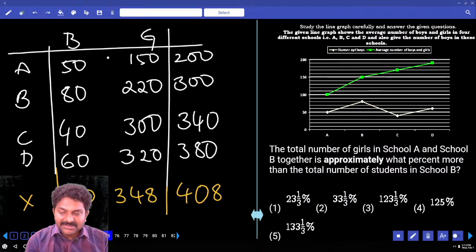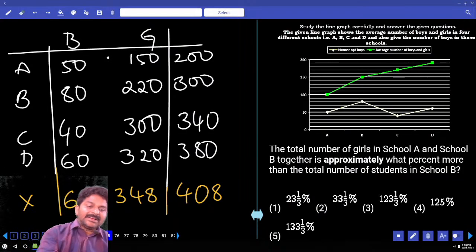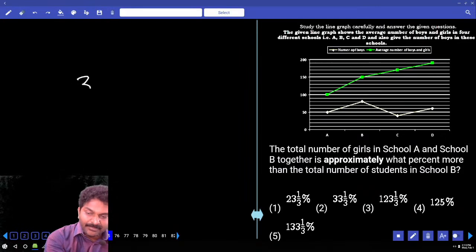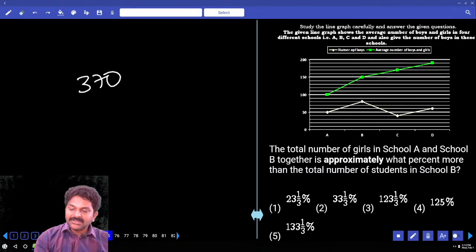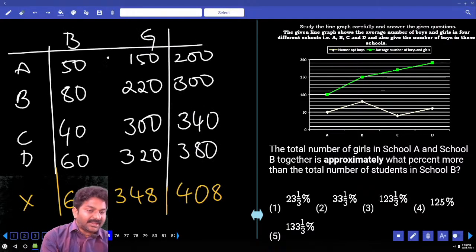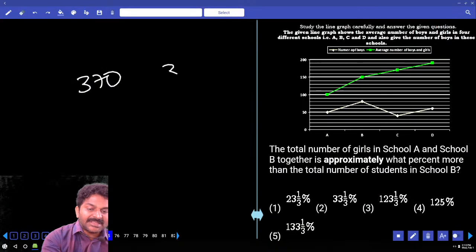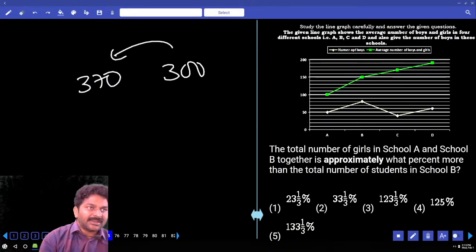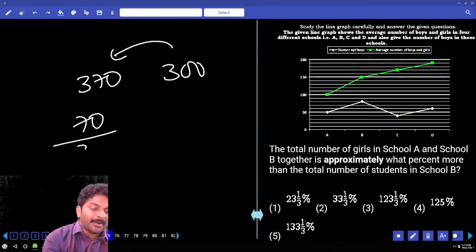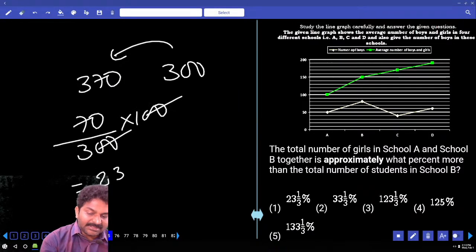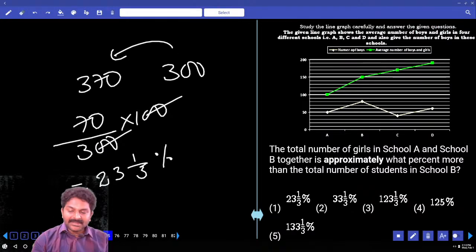The total number of girls in school A and school B together. Girls from A and B together, how much do we have? 370. Is approximately what percent more than the total number of students in B? The total number of students in B is 300. So now the question is, 370 is how much more than 300? How much more? 70 upon 300. Percentage, 100. Zeros cancel. 70 by 3, 23 1 by 3 percentage. Exact answer is there.